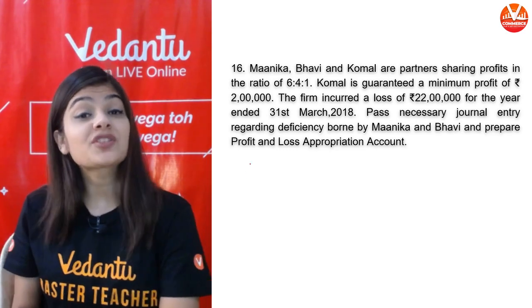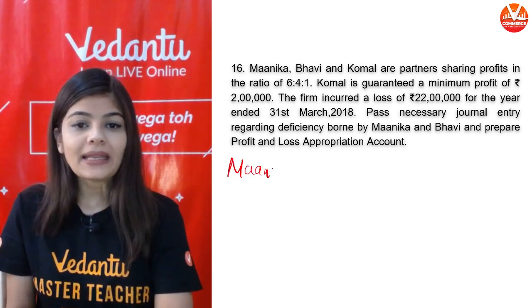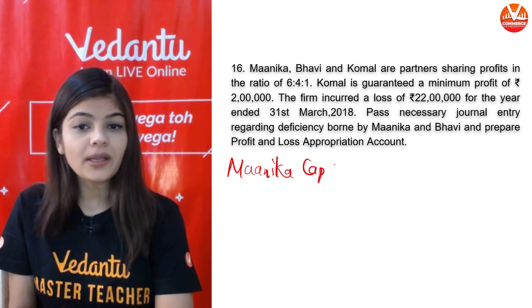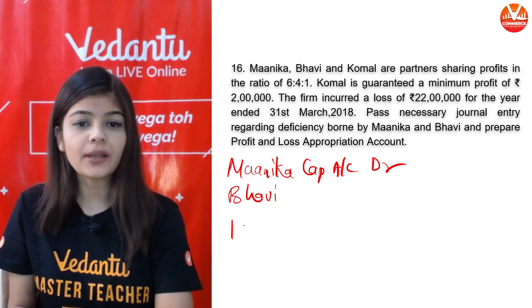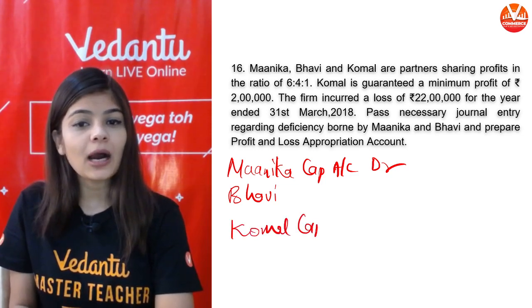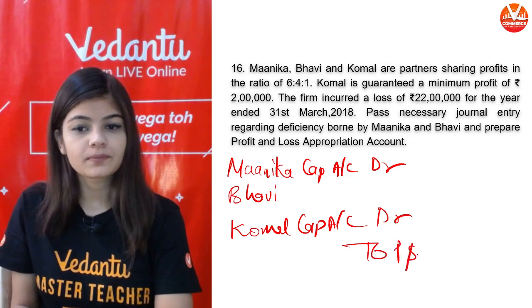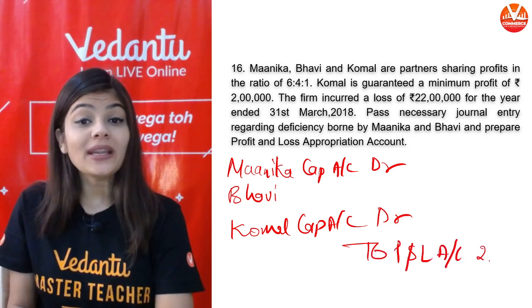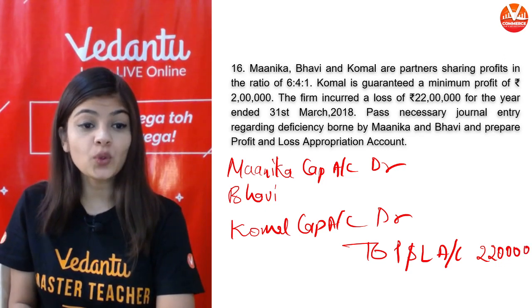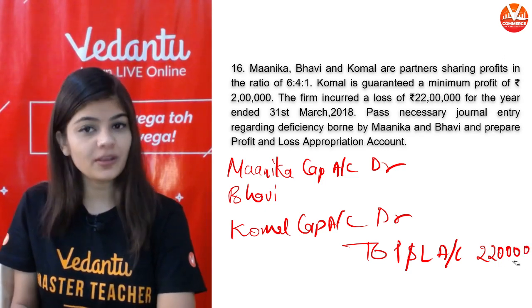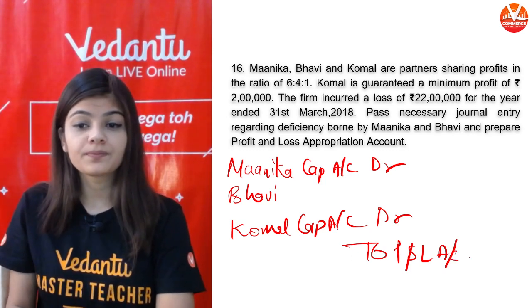So when you distribute the loss, the journal entry will be Manika capital account debit, Bhavi capital account debit, Komal capital account debit to P&L account. This 22 lakh will be distributed in the profit sharing ratio.